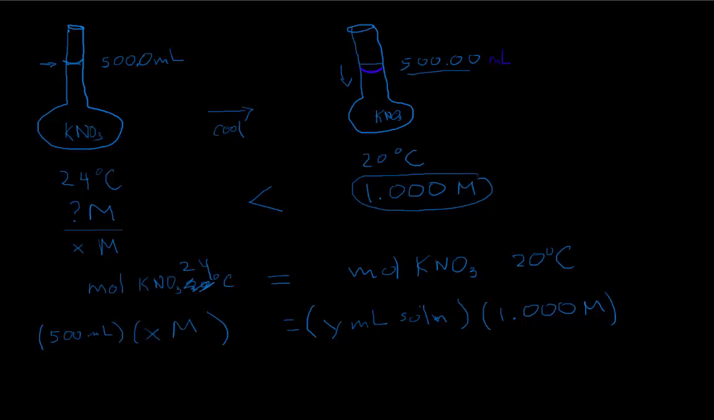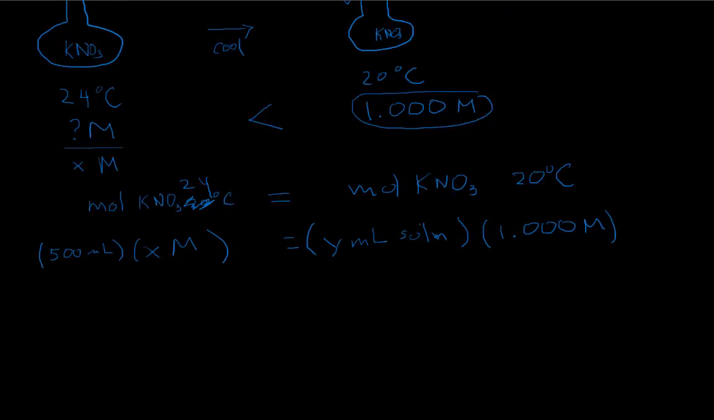All right, so we've got kind of a problem here because we've got one equation and two unknowns. What we would really like to know is what is the concentration of this solution at 24 degrees Celsius that we're trying to make up. So we need to figure out how much the volume changes as we cool this solution down. So we need some way of solving for this Y variable. And so let me give you a hint.